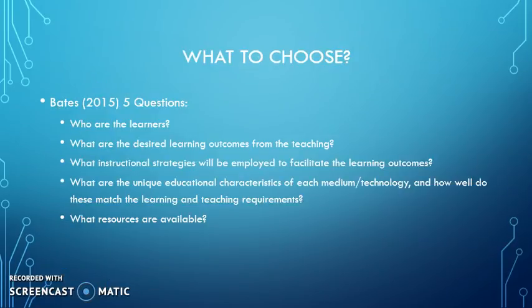Well, the Pasquini 2015 blog discussed 5 questions from Bates in 2015. When an instructor is selecting media for learning and learning technology, they should ask themselves: who are the learners? What are the desired learning outcomes for their teaching? What instructional strategies will be employed to facilitate the learning outcomes? What are the unique educational characteristics of the medium or technology, and how do these match with the learning and teaching requirements? And what resources are available?